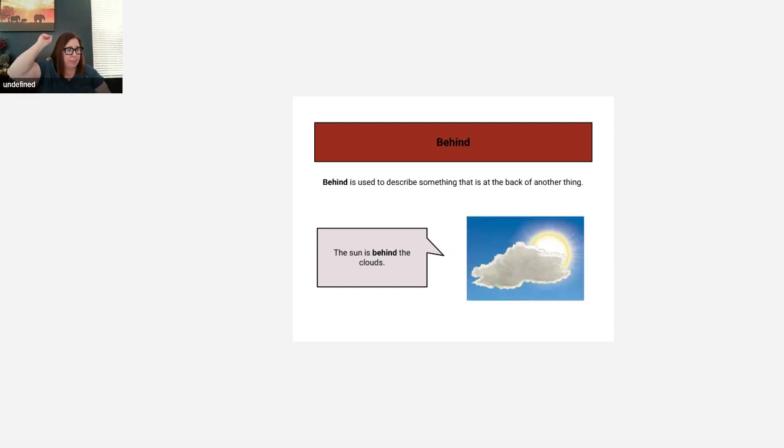Behind. Behind me, you can see the picture of the elephants. And it's used to describe something that is at the back of another thing. If you look at the picture, the sun is behind the clouds.